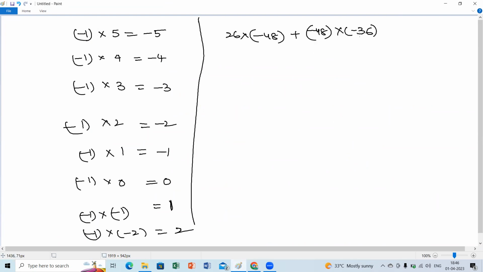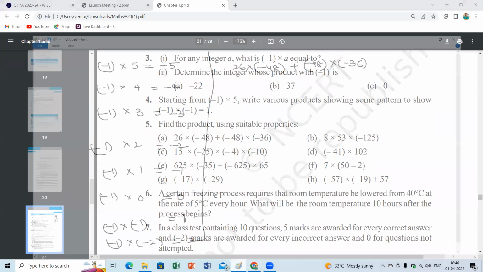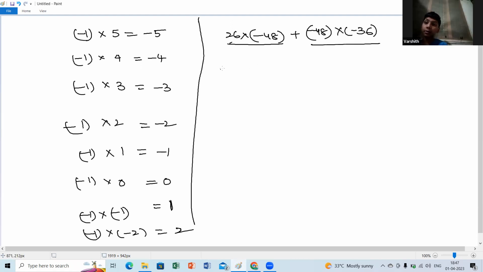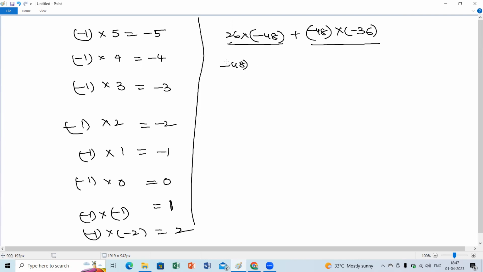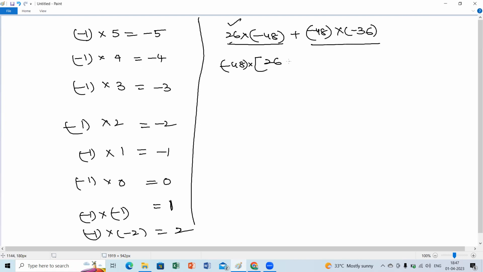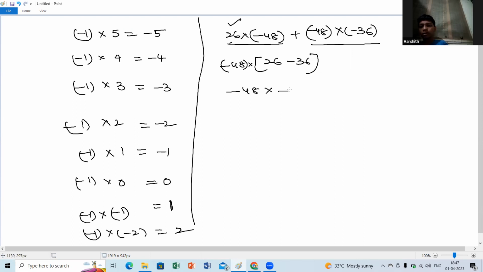It's like a mother and children property, children. Distributive property is nothing but the mother and children property. Mother is sharing her love and affection towards both the children, not for a single child. Here the mother is distributed over both the terms. Who is the mother here? Ma'am, minus 48. If I take the mother outside, who are the children in the brackets? Ma'am, 26 and minus 36. What is the value of 26 and minus 36? Ma'am, minus 10.